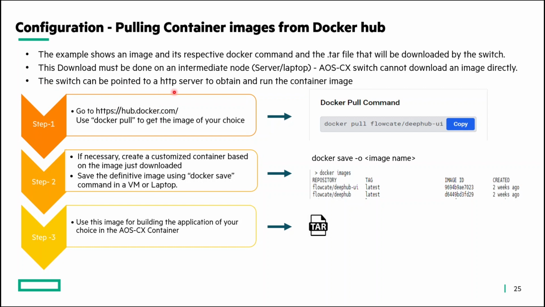The switch can be pointed to an HTTP server to obtain and run the container image. As I showed you on the Docker Hub website, you can see the Docker pull command for the particular application of your interest. I have used an application called Deephub, which is a basic warehouse tracking application. I'm also saving it with the docker save -o command and the respective image name, and you can see that my Deephub container images are saved here. I use this image for building the application of my choice in the CX container.